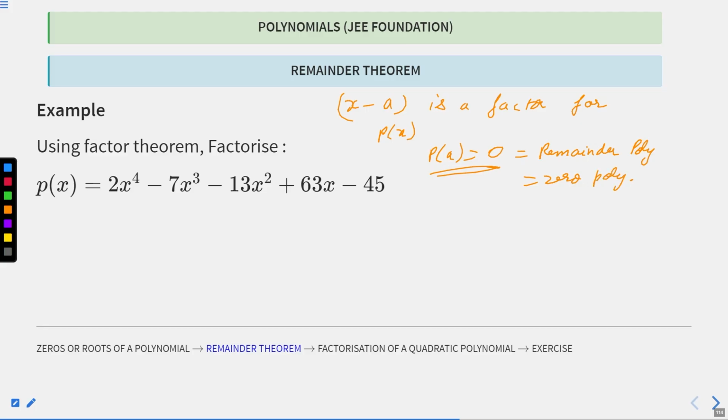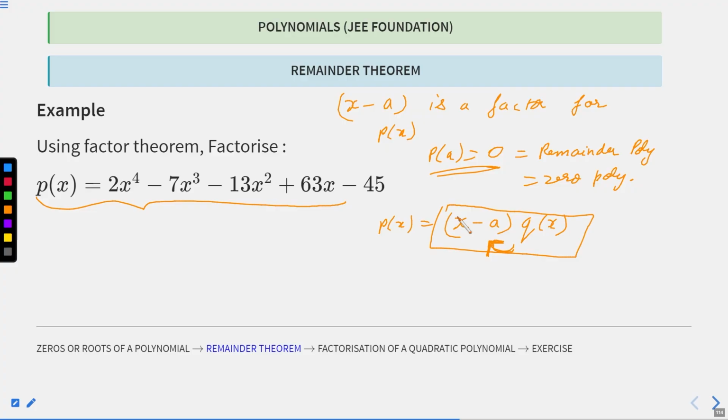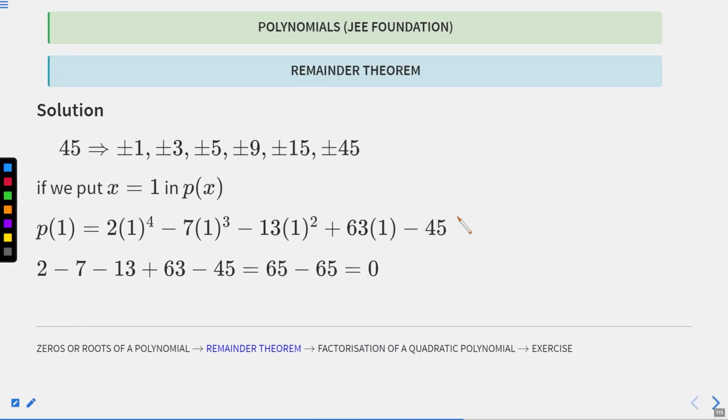This means my px can be written as a product of two polynomials: x minus a, and another polynomial of lower degree. Here we are provided this polynomial, and we have to factorize, meaning we have to find px in a form like this. Let's see how we are going to do it.